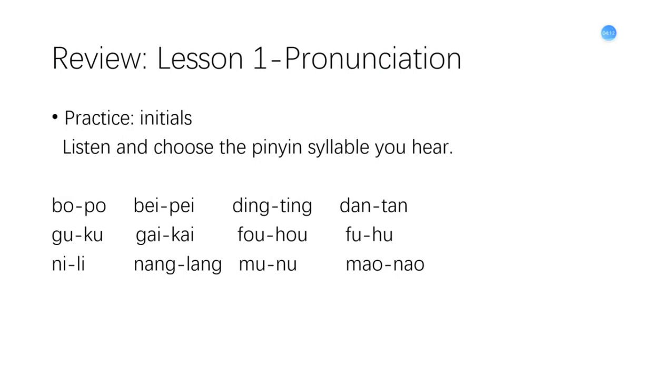Okay, and now let's do a practice. First about initials, listen and choose the Pinyin syllable you hear. So you can see in each pair, the only difference between the two is the initial, right? So for example, this one, bo and po, right? So the only difference between these 2 units is the initial. So please listen carefully and choose which one you hear, okay? Okay, now let's begin.